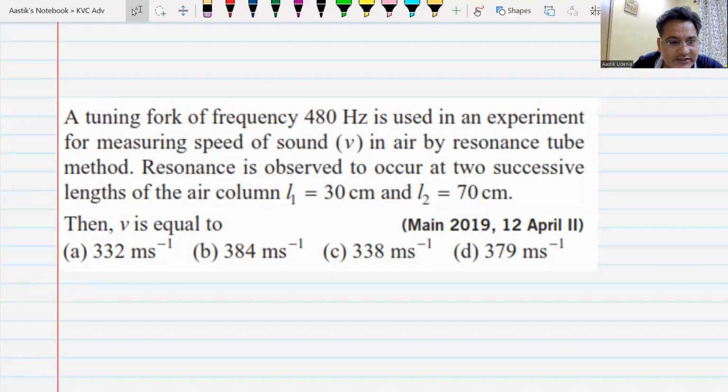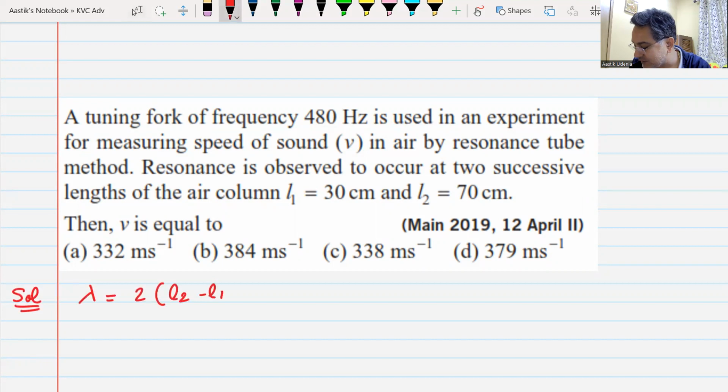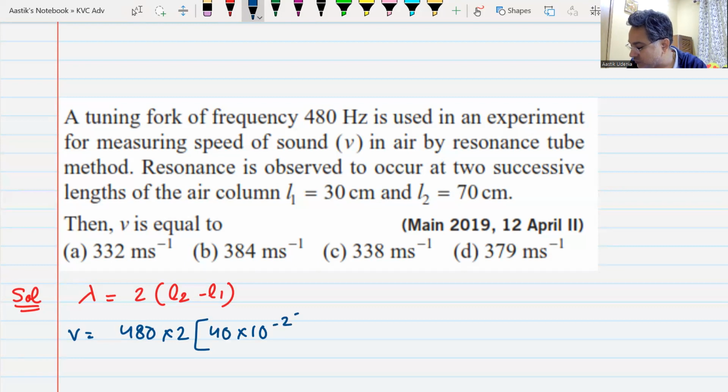So we understand how this is done? Basically, you just have to find the value of lambda, which will be equal to 2 times (L2 minus L1). Then multiply it by the frequency. Remember, L2 and L1 are in centimeters, so you have to convert them into meters. So the speed of sound will be given by 480 into 2 into 40 into 10 raised to the power of minus 2 meters per second.